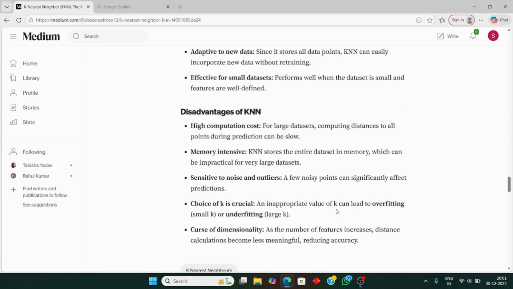It is also sensitive to the choice of k, because an inappropriate value leads to overfitting or underfitting. Another one is that as the number of features increases, the distance calculation becomes less meaningful, and that can reduce the accuracy. Okay, thank you.